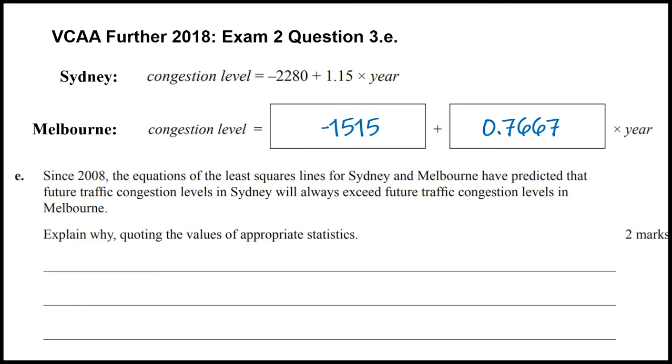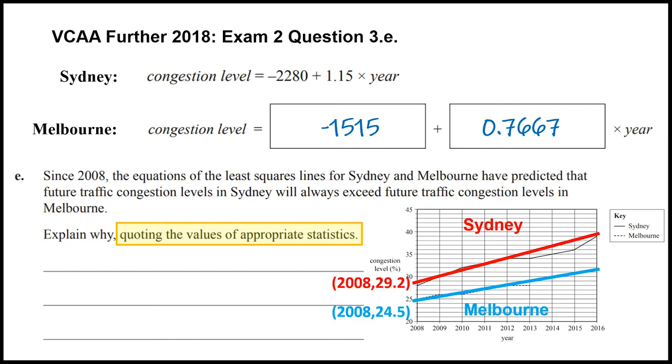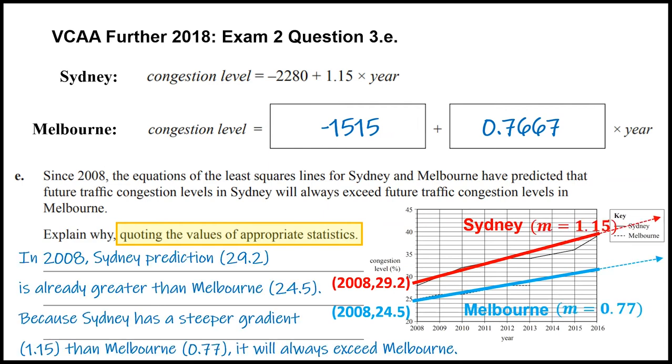So to explain why Sydney would always exceed Melbourne, if we look at a graph and plot Sydney and Melbourne's regression lines, we can see that the key thing is that Sydney has a larger gradient. So it's going to keep on increasing, and its traffic congestion level is always going to be higher than Melbourne. But when it says quote the values of appropriate statistics, not only do we need to say that Sydney has a larger gradient, but also that it actually starts off higher. So in 2008, Sydney's traffic level is higher, and then because it has a larger gradient, it's always going to be exceeding Melbourne.